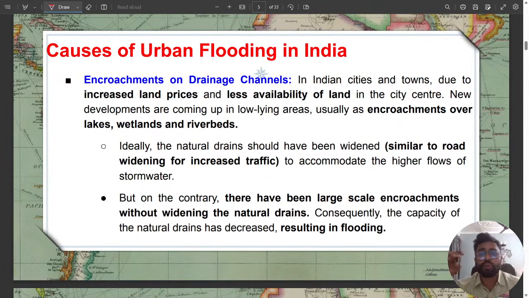Okay, so let us now quickly understand what the different causes of urban flooding in India are. Let us see one by one what the causes are. We'll see some natural and some man-made causes. Both we'll analyze. So the first important cause is encroachment of drainage.